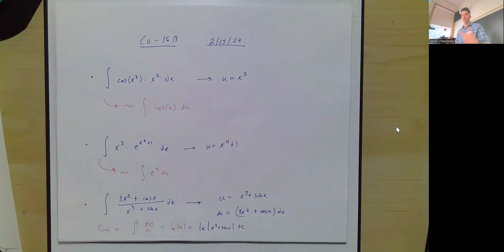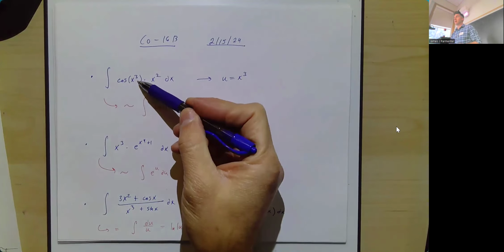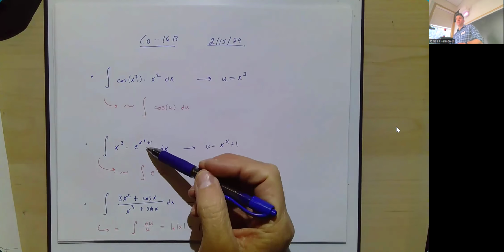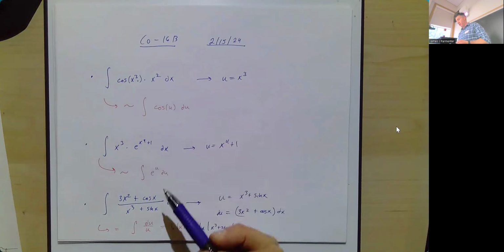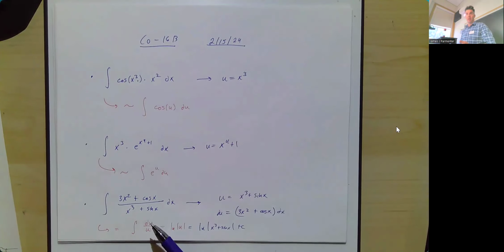So the point I'm trying to make here is that at this point, we have seen enough examples of u substitution that we have a good idea of what's going on. You're typically trying to make a choice for u so that two things happen. One, you're picking a u that's stuck. The x cubed is stuck inside the cosine. This x to the 4th plus 1 is stuck inside the exponent. This x cubed plus sine of x is stuck inside the denominator.